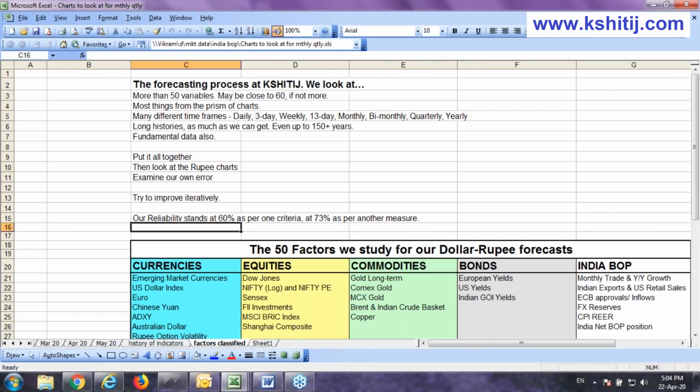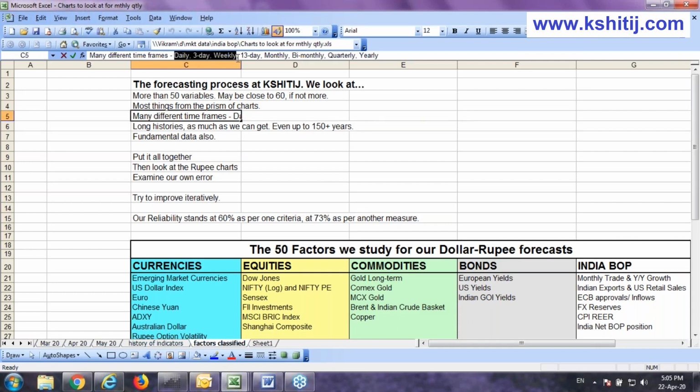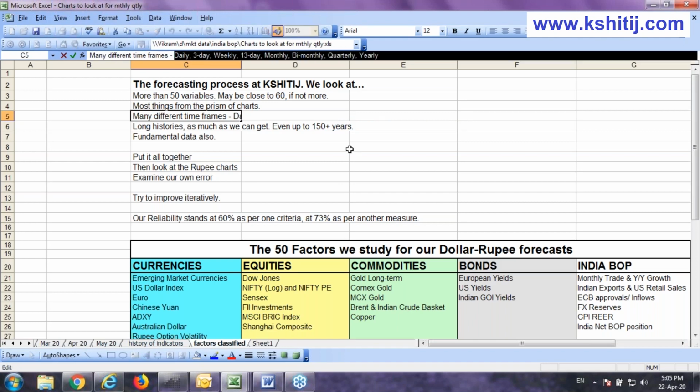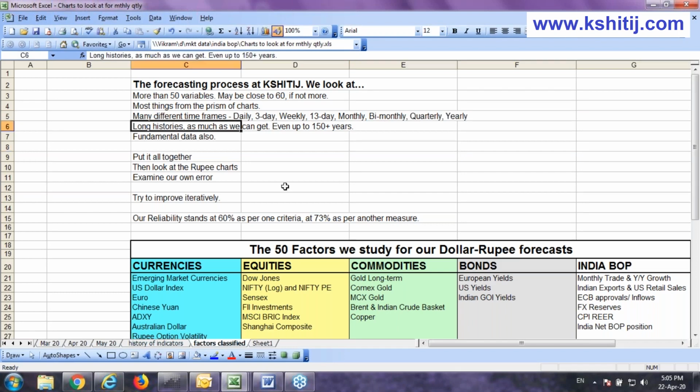Today, what I'm going to share with you is the forecasting process that we have at KSHITIJ, where we look at more than 50 variables when we are forecasting rupee, maybe close to 60 variables, if not more. And we look at most things from the prism of charts. And within charts, we look at many different time frames: daily, 3-day, weekly, 13-day, monthly, bi-monthly, quarterly, yearly. I'll show all that to you. We also look at very long histories, as much as we can get, maybe even up to 150 years or more. And we also look at fundamental data. I'll share that also with you.